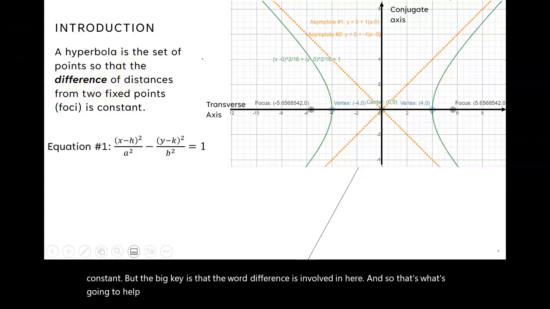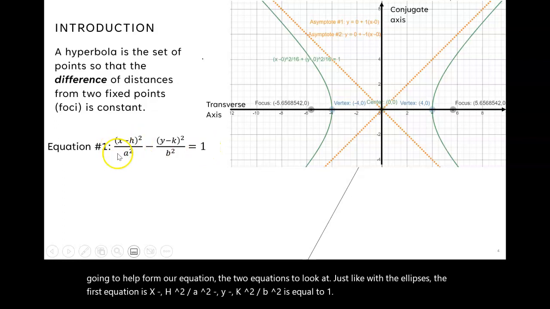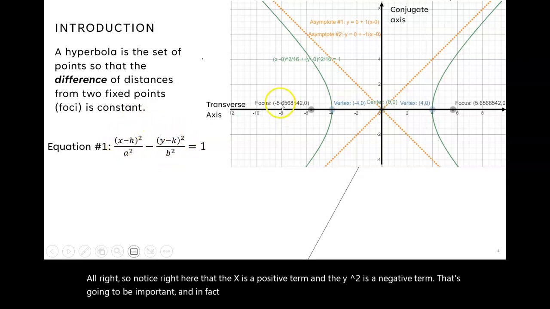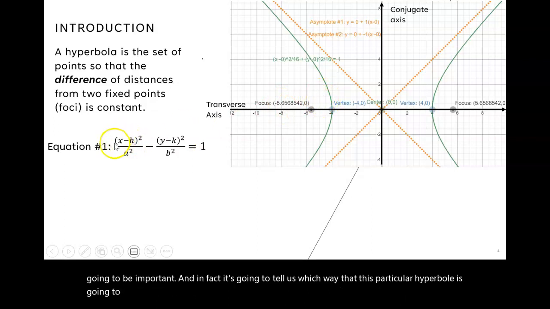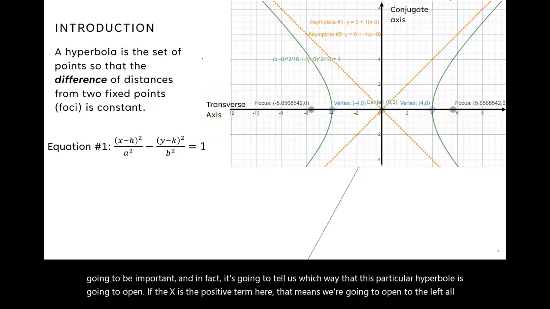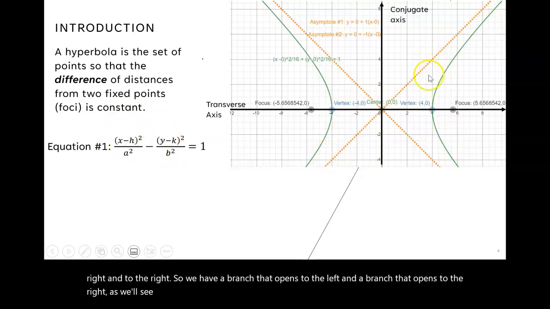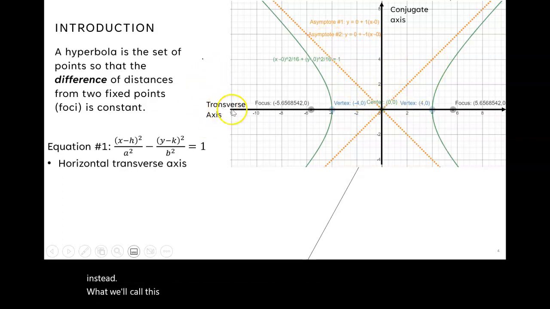And that's what's going to help form our equation. So there are 2 equations to look at, just like with the ellipses. The first equation is (x minus h) squared over a squared minus (y minus k) squared over b squared equals 1. Notice right here that the x squared is a positive term and the y squared is a negative term. That's going to be important, and in fact, it's going to tell us which way this particular hyperbola is going to open. If the x is the positive term here, that means we open to the left and to the right. So we have a branch that opens to the left and a branch that opens to the right. As we'll see in just a second, if it's reversed, then we open up and down instead.